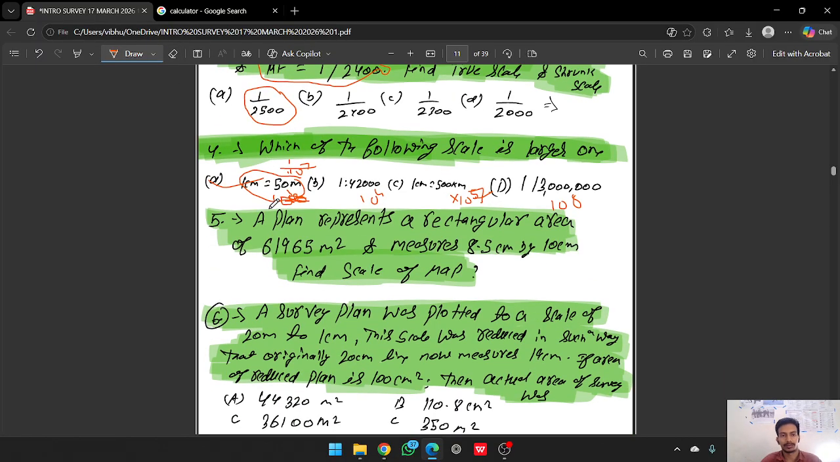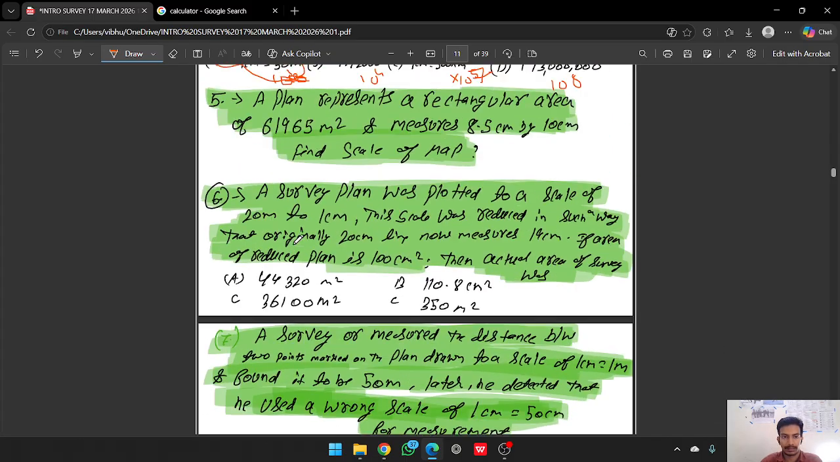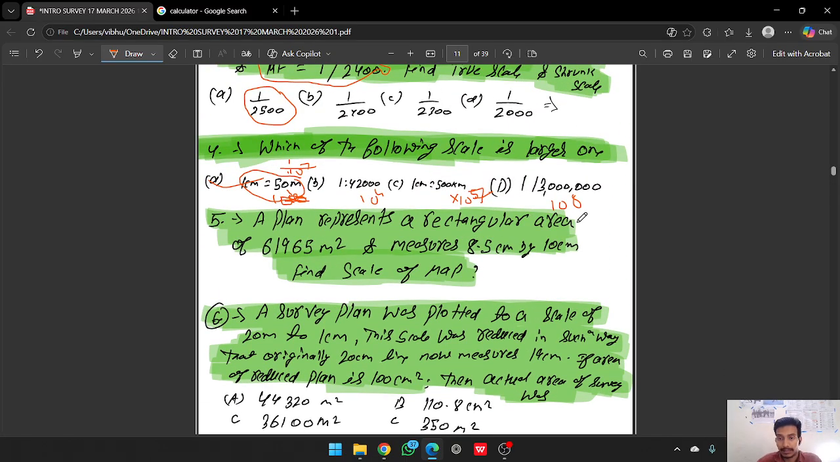Now we go on to question number 5. Here a plane represents a rectangular area of 61965 and measures 8.5 centimeter by some other dimension. Find the scale of map.